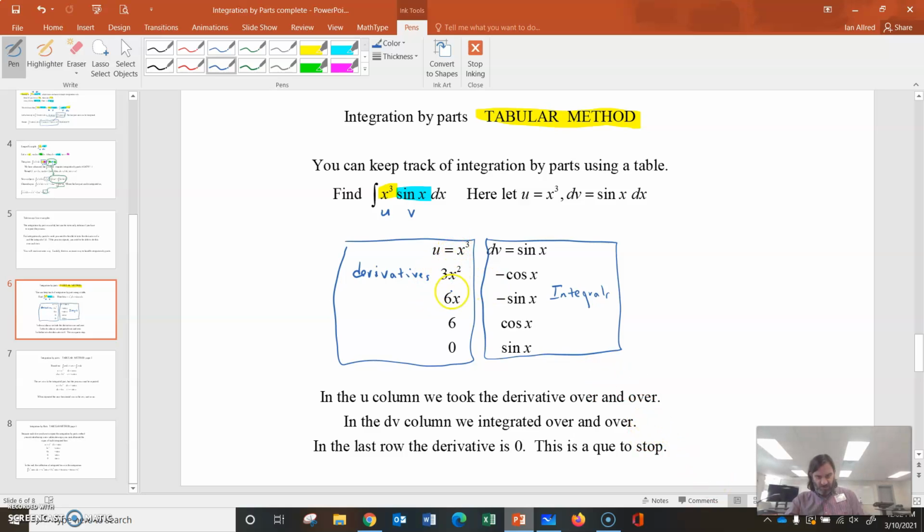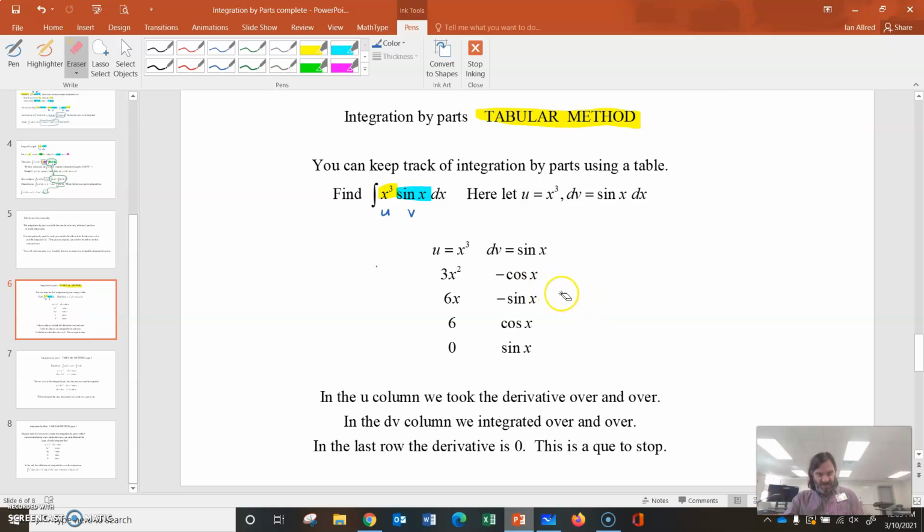So I'm taking one column and I'm integrating every time. The first column I'm taking a derivative of, and the second column I'm integrating over and over. So what does that mean? Well, let's take this information off.